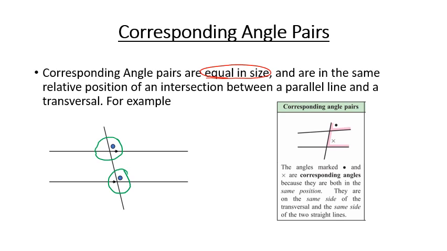But what you will notice is the angle that's been highlighted is in the same relative position. So in this particular case, they're all in the top right-hand corner. So both of these angles are corresponding because they are in the same relative position where the transversal meets the parallel lines. So if these angles are in the same relative position where the transversal meets the parallel lines, then they are corresponding and they are considered equal in size.